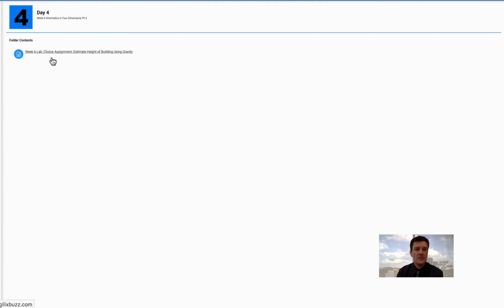There's a lab here in week 6. It does say choice assignment, but that just means that you're choosing your own design in order to accomplish the objective of the lab. It doesn't mean you get to choose whether to do it or not. You're doing it. Please have to finish that, okay? This is estimating the height of a building using gravity. So you're going to be using your kinematic knowledge in order to find out what the height of a building is, and the lab will explain that all to you.